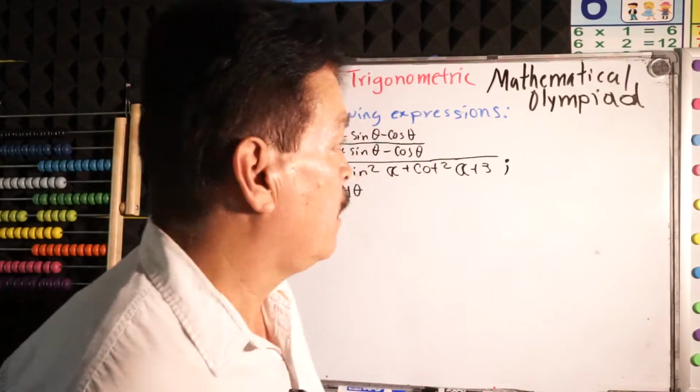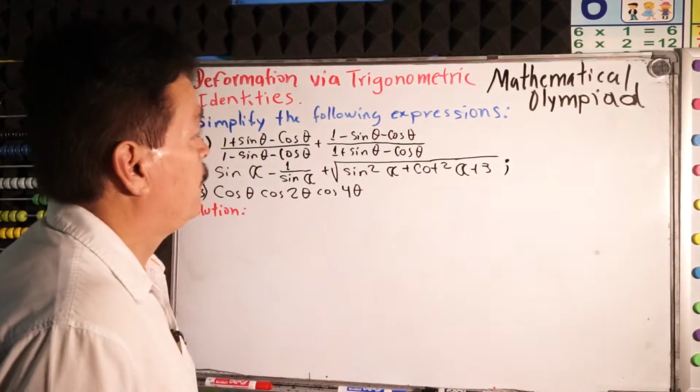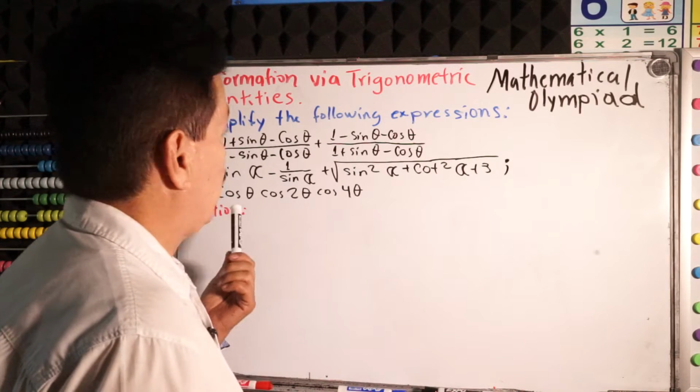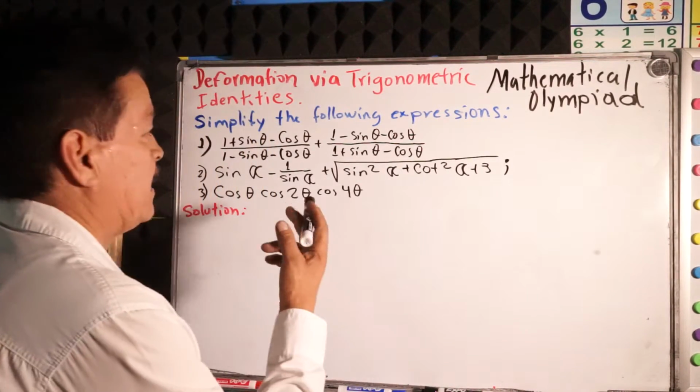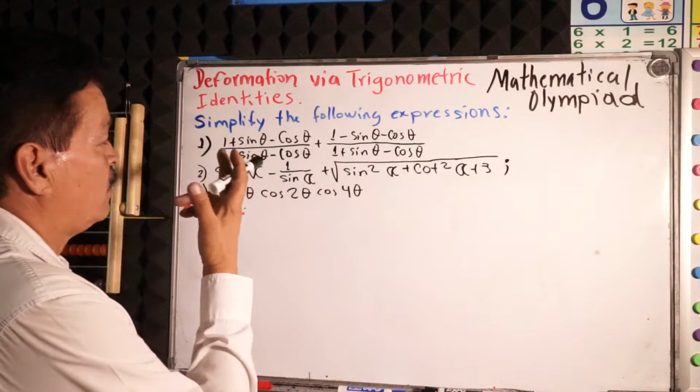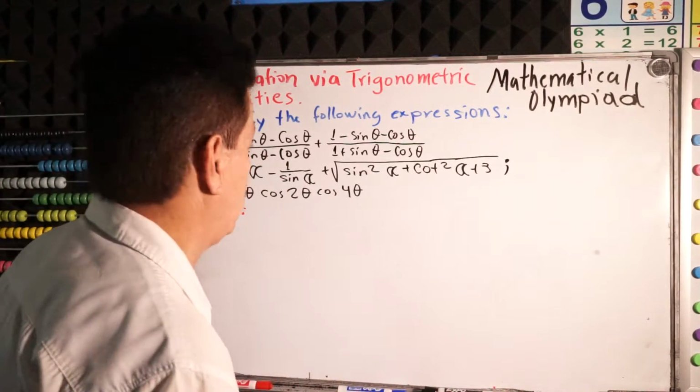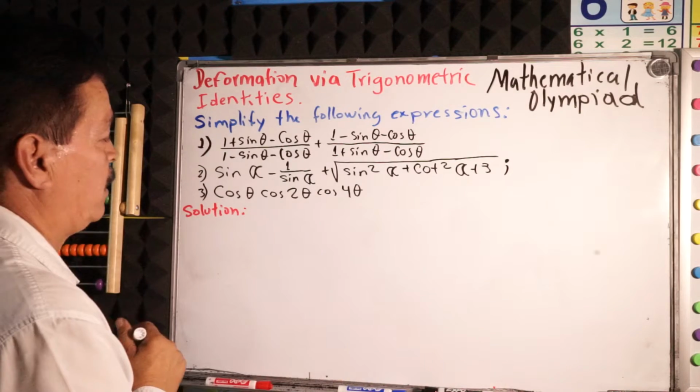Math Olympiad. Welcome. The topic today is deformation by trigonometric identities. So we have to simplify the following expressions: number 1, number 2, and number 3.